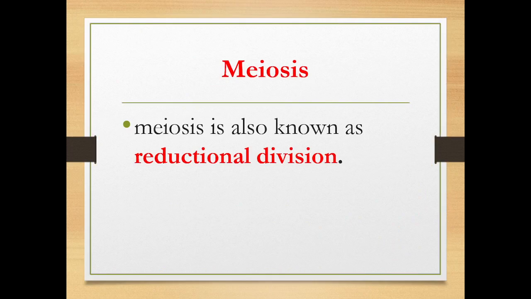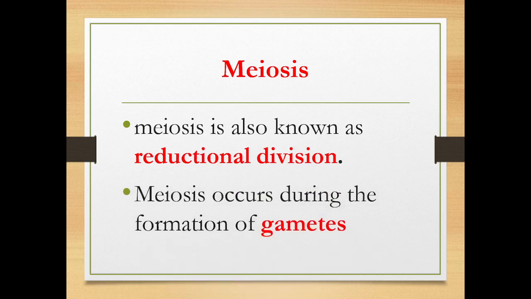Meiosis is also known as the reduction division. Because of that reduction in the amount of chromosomes from diploid to haploid, the process is called a reduction process. And this meiosis occurs during the formation of gametes, in a process known as gametogenesis. During gametogenesis, in females it is known as oogenesis, and in males it's known as spermatogenesis.